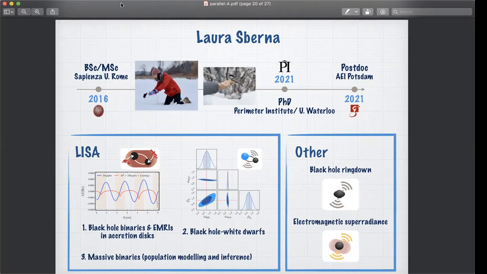And other than doing research for the LISA mission, in the more general topic of gravitational physics, I've also been interested in black hole ringdown and linear effects in it, and the possibility of having superradiance for electromagnetic waves surrounding a black hole and immersed in a plasma, because the plasma can give photons an effective mass.